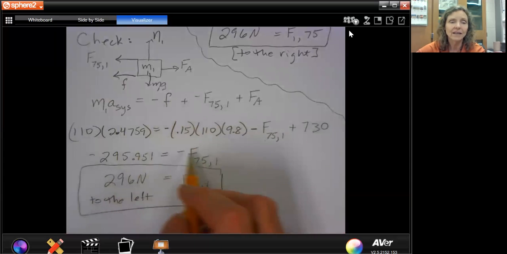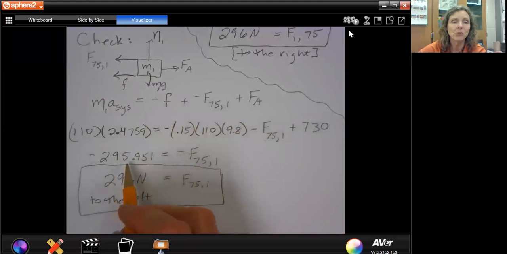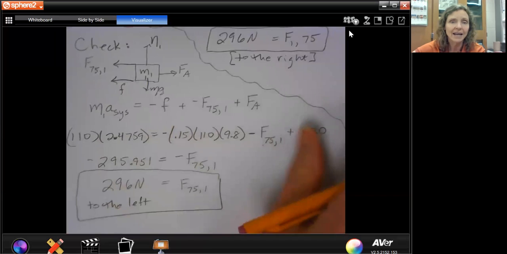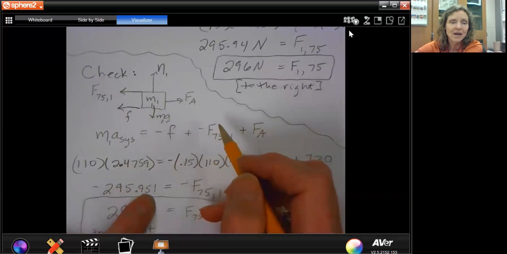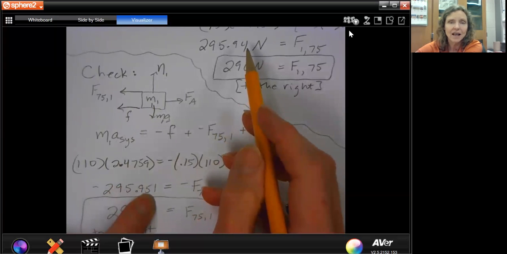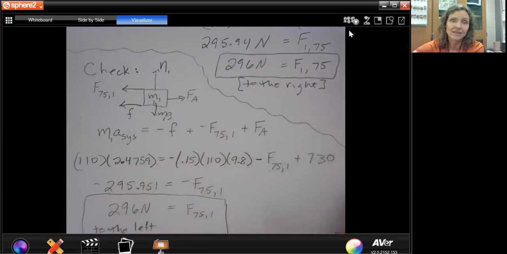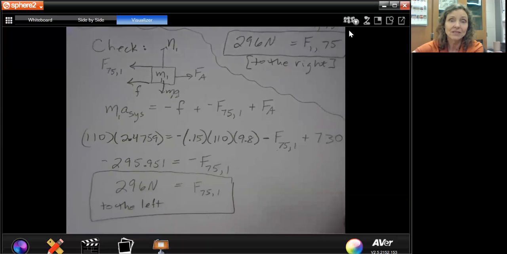When I get out my calculator, I get 295.9 again. You can see tiny differences in rounding error here, right? This one in the hundredths column has a 5. This one in the hundredths column has a 4. But, sorry, bell ringing here, but those are the same.